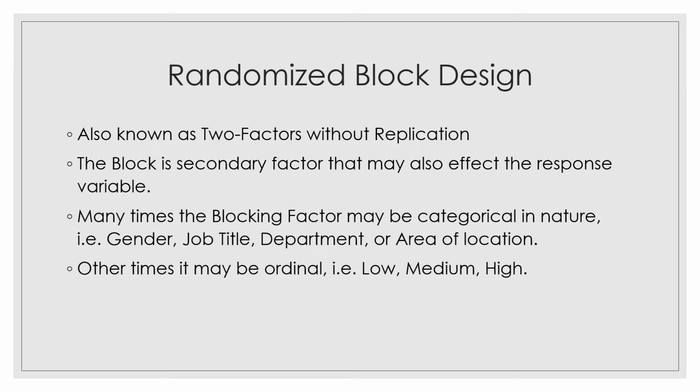Many times the blocking factor is a categorical variable, such as gender, then the levels would be male, female. Job title would be the factor with levels of CEO, vice president, manager, supervisor, and so on. Other times it could be an ordinal variable where we've got levels of low, medium, and high.